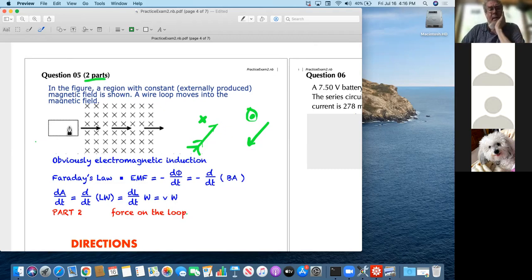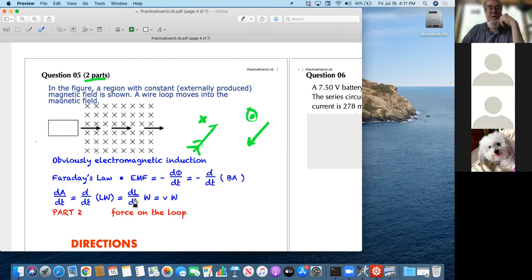Now, how would you calculate the electromotive force around the wire loop? Well, Faraday's law says the electromotive force is minus d/dt of the flux. And the flux is the magnetic field times the area. Now, the magnetic field is not changing, but the area passing through the loop is changing as the loop goes into the magnetic field. So you would have the derivative of the area. The area is the length times the width.